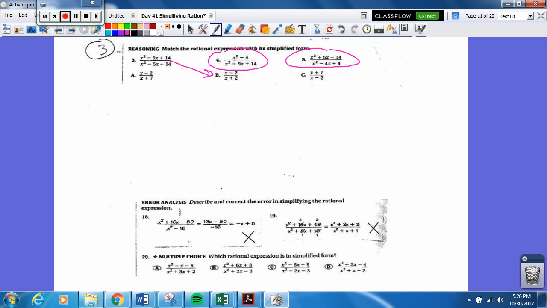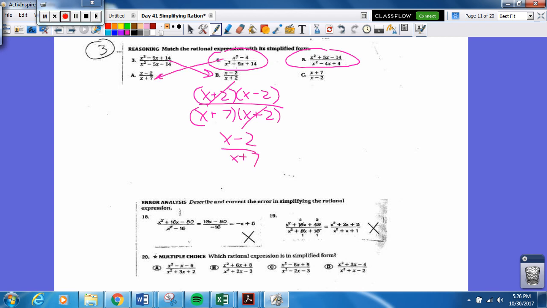Alright, great. Let's see where we're at. Number 4. What'd you get for your numerator? I got x plus 2, x minus 2, and I factored. I didn't even have to do the x. And then what do you get for the denominator? X plus 7, x plus 2. Oh, x plus 2 divided by x plus 2 is 1. And so I got x minus 2 over x plus 7. 4 is A. So 5 is C.